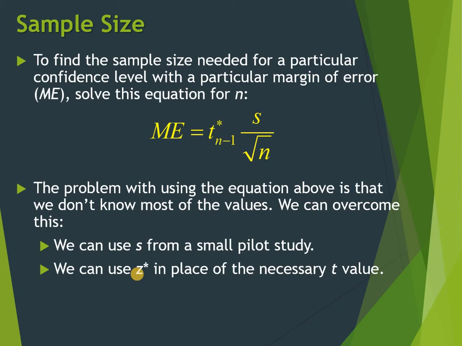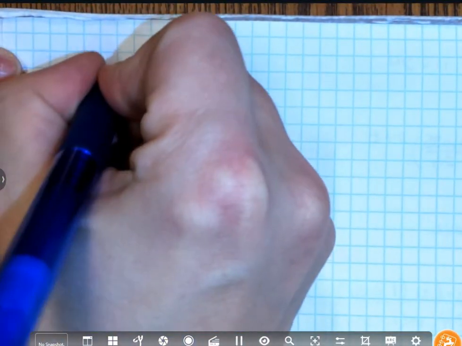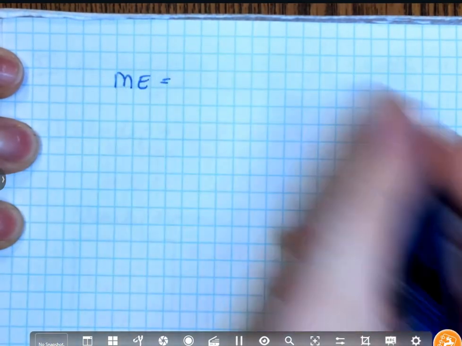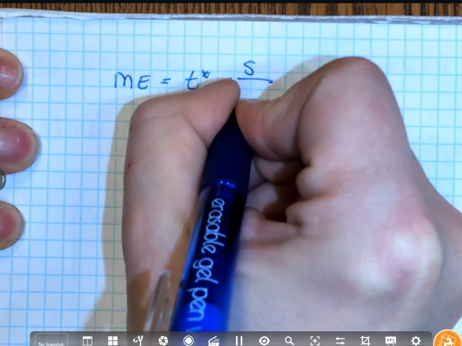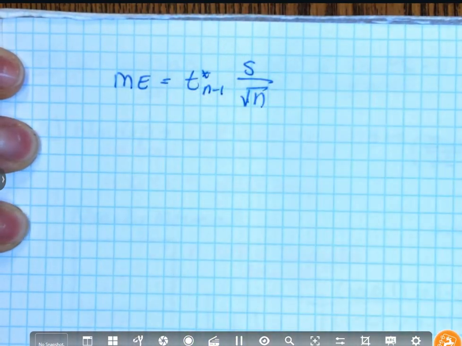Because, think about it. Proportions, we had root PQ over n. Now we don't have all of that. We just have S over root n. It solves so much nicer. But we're going to have to start with Z star to approximate this. So what I mean by that is we now have this formula that the margin of error is equal to T star with n minus 1 degrees of freedom times S over root n.